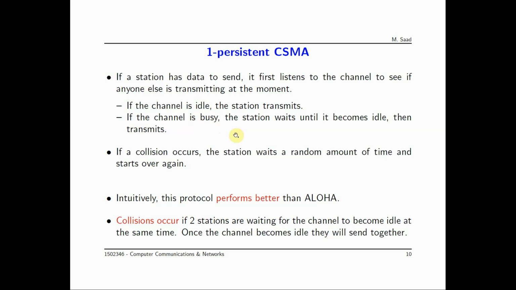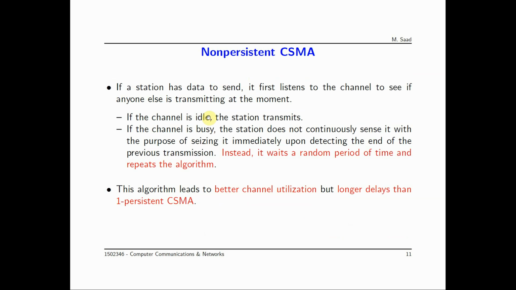Both of us find the channel busy because there is a third station having an ongoing transmission. Both of us will find it busy. However, both of us will continue waiting, and then after the channel becomes idle, both of us will start transmitting at the same time, which will lead to a collision.